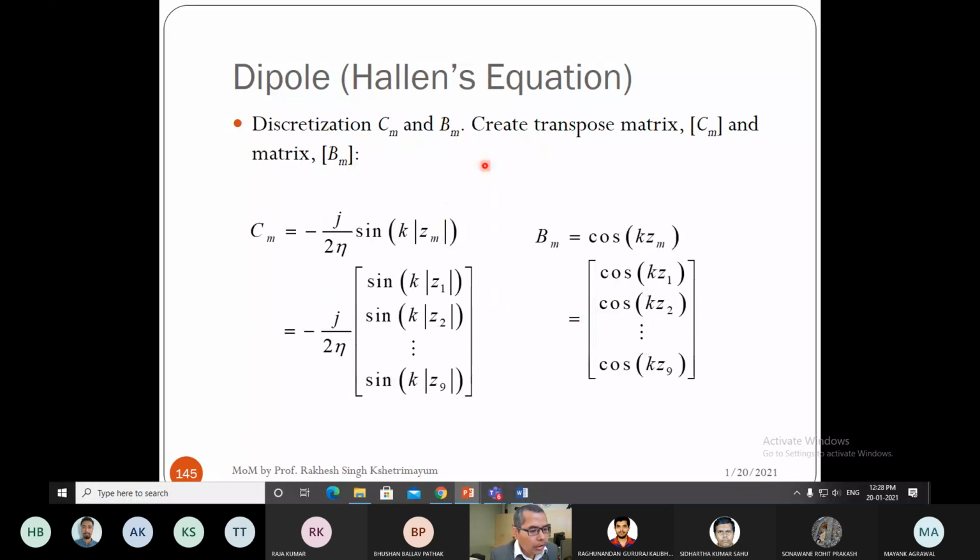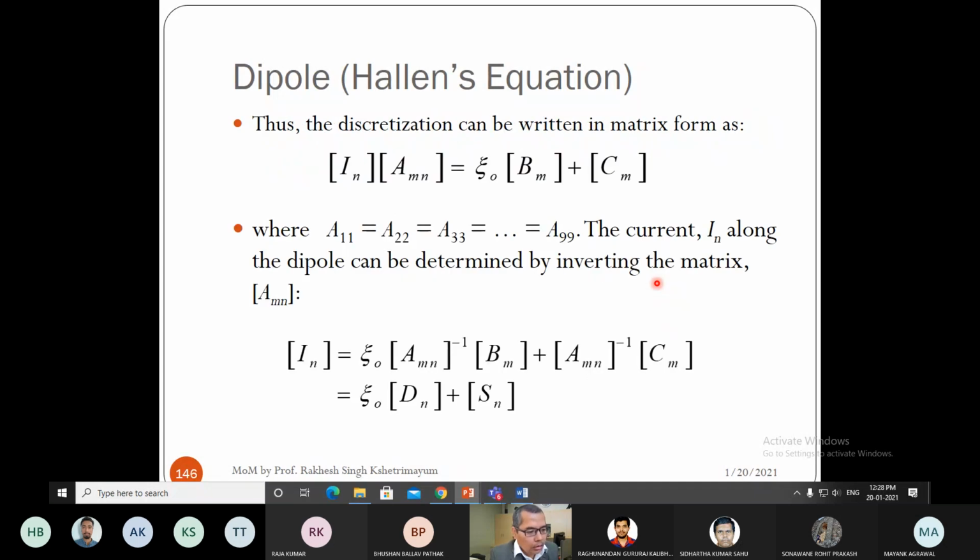This is the matrix you have, and the right hand side you can calculate like last time. Cm will be minus j by 2 eta sine of kzm, modulus of kzm, z1, z2 up to z9. Similarly, bm would be cos of kzm, kz1, kz2 up to kz9. Now you can write the matrix equation from the integral equation. We have converted it into a matrix equation.